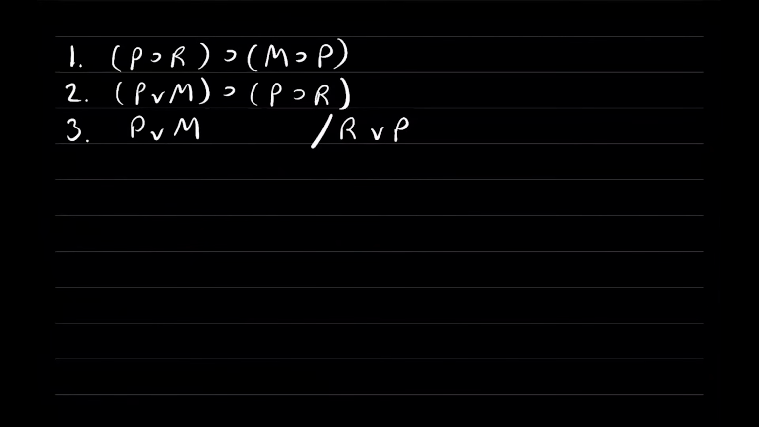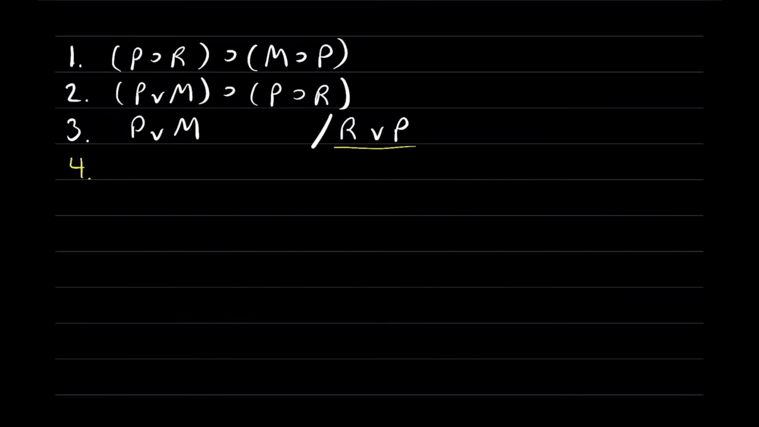Okay, in this example, we are given 3 premises. The first is a conditional. If P then R implies that if M then P. Line 2 tells us if P or M, then P implies R. Line 3 tells us that P or M is the case, either P or M, and the conclusion here is R or P. And I don't, off the top of my head, see exactly how we're going to get that conclusion. So we're going to start diving in, see what we can do, and then see if we can discern what's going to be productive towards reaching the conclusion.